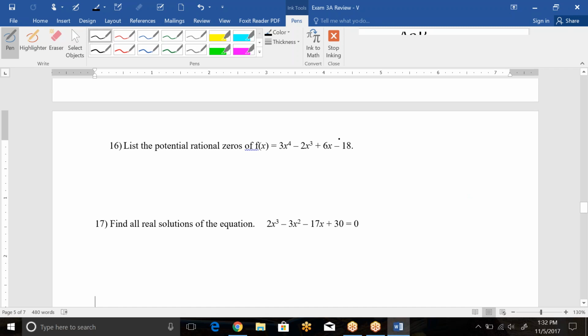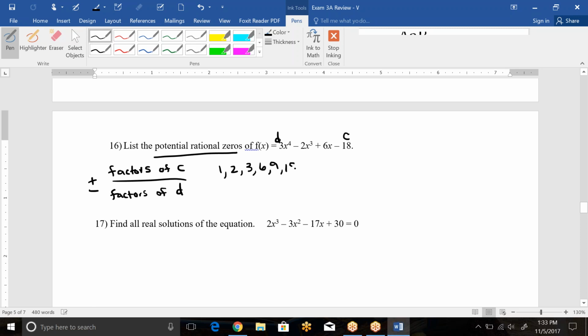So my C, when we talk about the potential rational zero list, C is related to the constant term at the end, and D is the leading coefficient. So the way you get your potential list to try is you list the factors of C over the factors of D, and you have a plus or minus in front. So this is factors of C. Now factors of C are 18, so that'd be 1, 2, 3, 6, 9, and 18. Those are all things that divide to make 18. Factors of D are just 1 and 3.